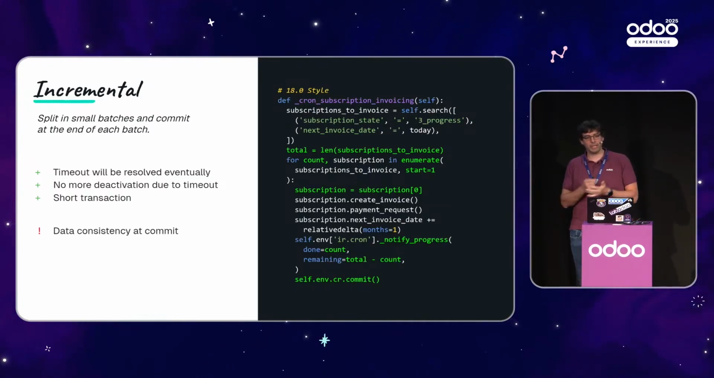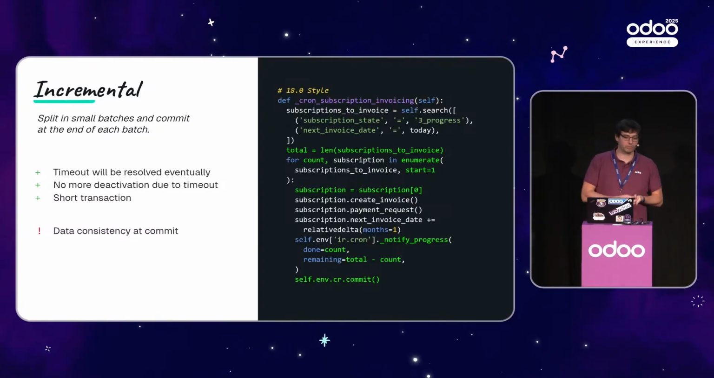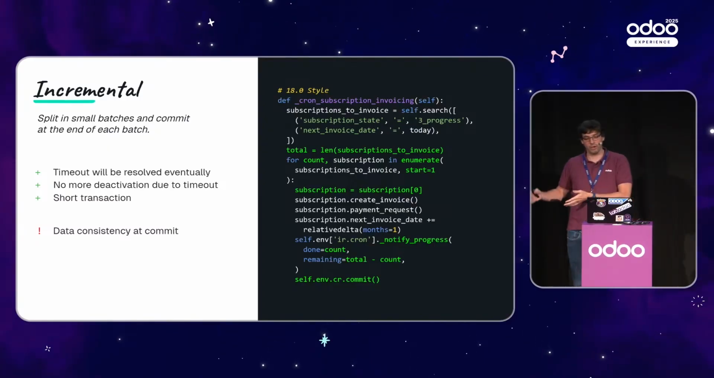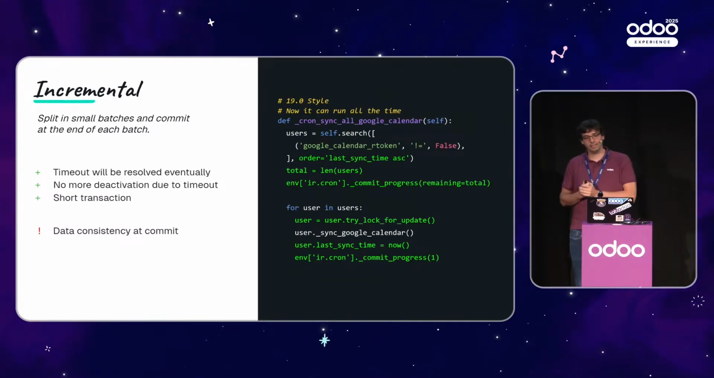Be careful when you commit. Make sure that you are done with that record. Don't commit, for example, here after the creation of the invoice, because you may end up with an invoice and no payment request done. Let's see for the version 19 with Google Calendar.